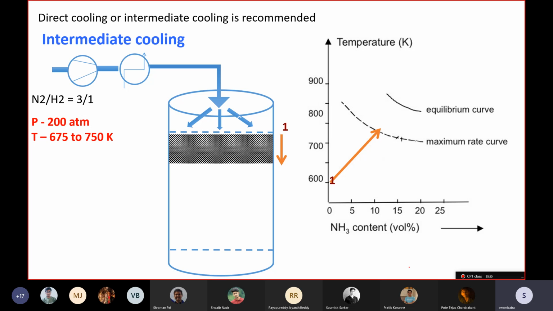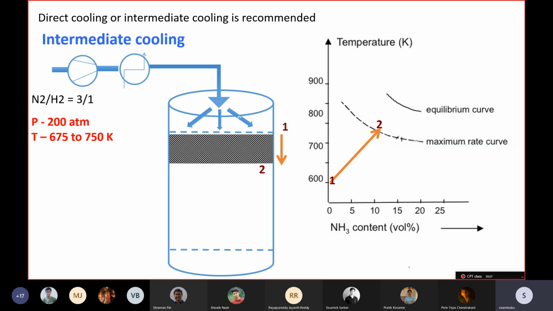Just don't quote me exact numbers, okay? Just to illustrate, I have just kept the numbers. So it's entering at 1. As the reaction happens, because of the exothermic reaction, the temperature increases. So it increases from 0.1 to 0.2. So we know that at 0.2 it reaches the maximum rate curve.